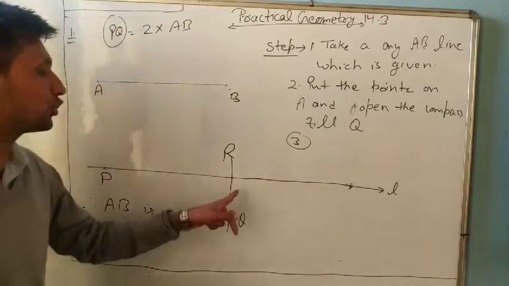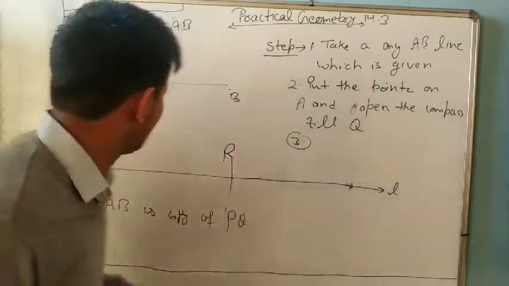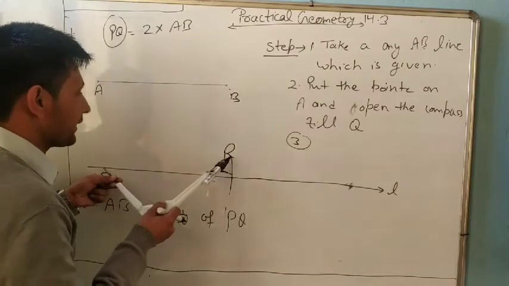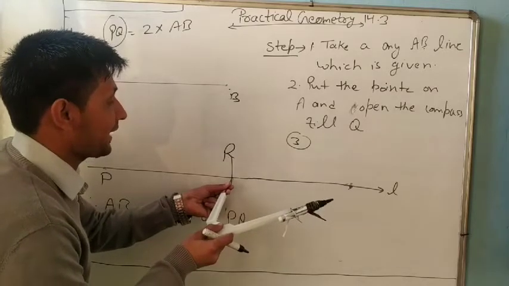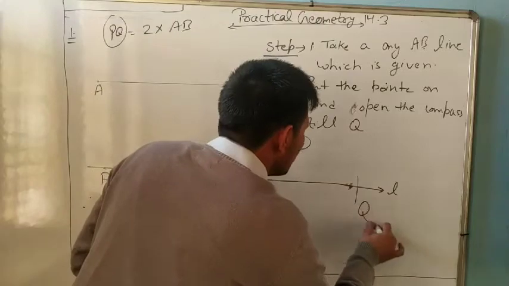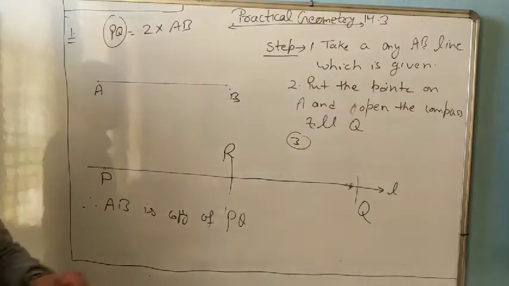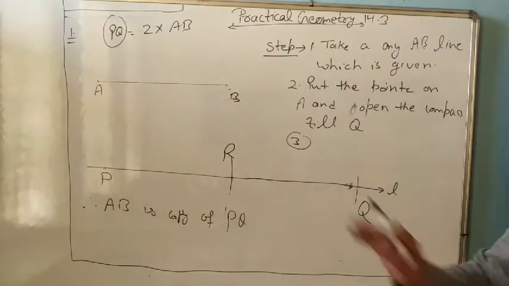We cannot say it is the Q point, because we want to make the PQ line which is 2 times. 2 means double. So one time we put the pointer at P and cut. 2 times we need, so again we put the pointer at R and cut the line. So this is Q. It is 2 times or not? 1 and 1. So you will do this question yourself.